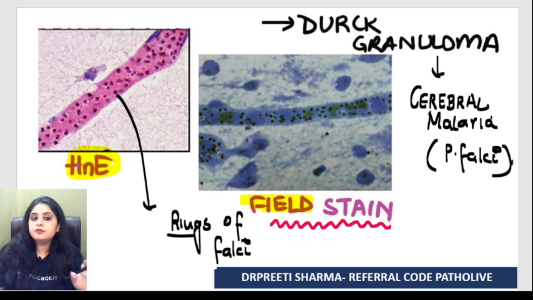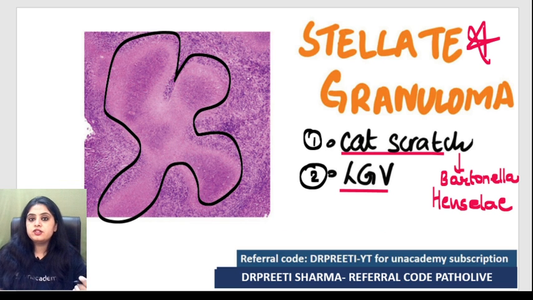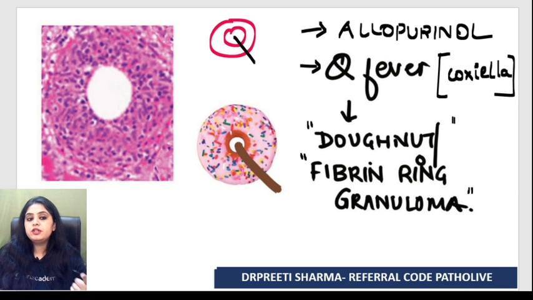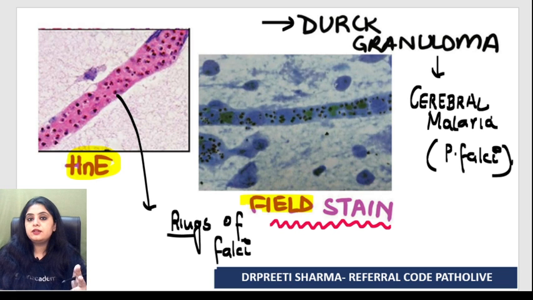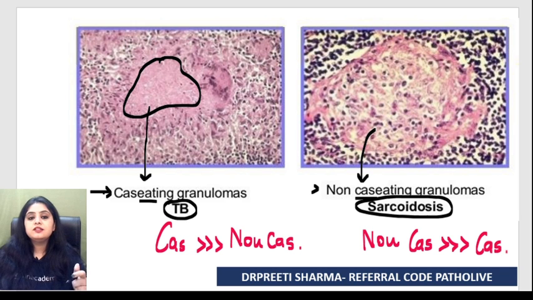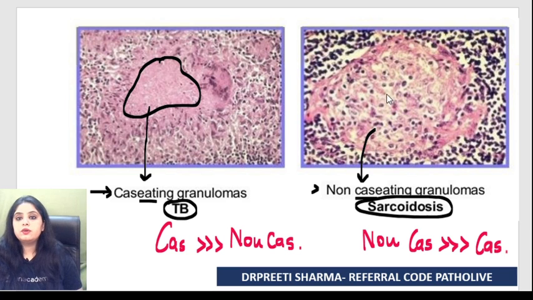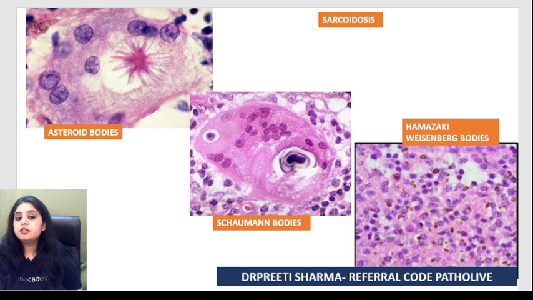If I look at different types of granulomas, either I can see a star shape, that is stellate, or I can see a fibrin ring or donut one, or I can see a Dürck granuloma of Plasmodium falciparum, or I can see the usual one with necrosis or without necrosis. With necrosis is seen mostly with TB, without necrosis is seen mostly with sarcoid. Since we are discussing sarcoid, why not discuss all the different inclusion bodies that can come with sarcoid? When we are talking about sarcoidosis, there are 5-6 points which I want we should finish off right now only. Number one, what kind of a granuloma do we witness?